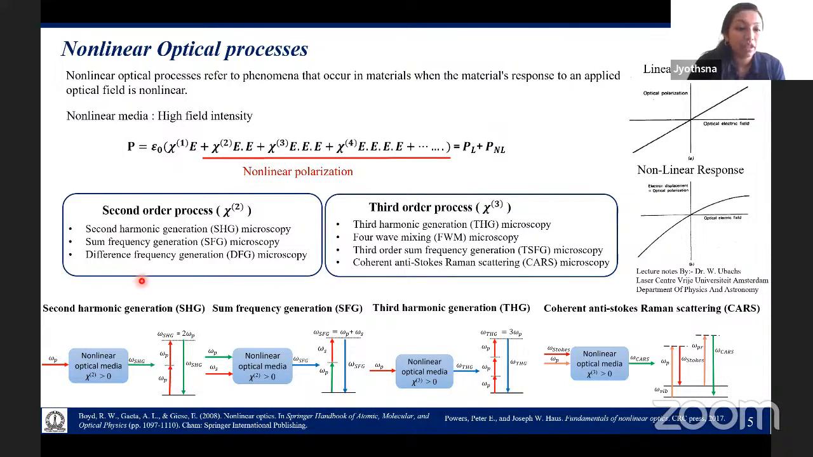Some of the second order processes are second harmonic generation microscopy, sum frequency generation microscopy, and difference frequency generation microscopy. Third order processes are sensitive to the chi3 component of the material, and these processes include third harmonic generation, four-wave mixing, third order sum frequency generation microscopy, coherent anti-Stokes Raman scattering microscopy, etc.